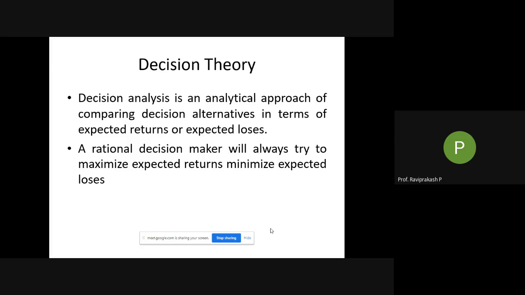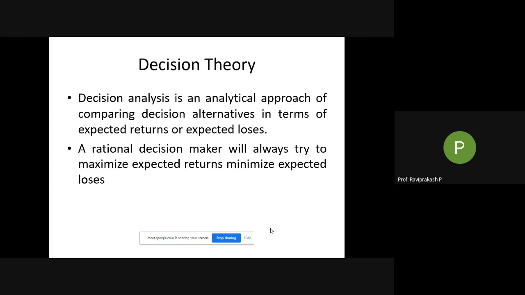A rational decision maker will always try to maximize the expected returns and minimize the expected losses. It's a general conception of all, right? In general, we look to minimize the losses and maximize the profits or returns. You are expecting something in return, so you want maximum profit and minimum losses. That is what they are saying: maximize expected returns and minimize expected losses.